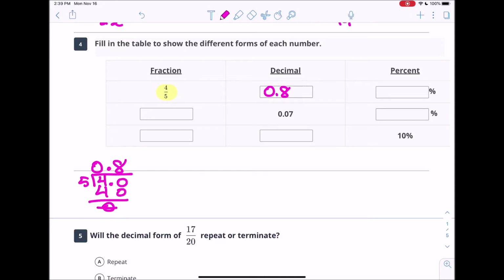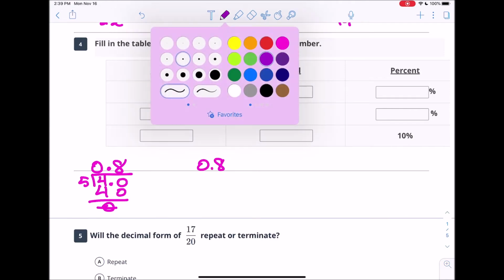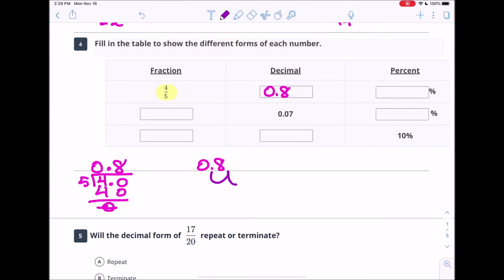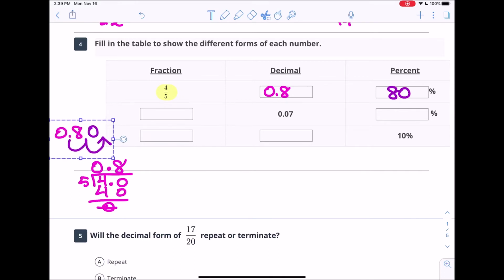If I want to get my percent, then I know I need to move this decimal over 2 times. So I have 0.8, and then I'm going to move the decimal over 2 times. 1, 2, and I end up with 80%. Okay? So let me go ahead, and I'm going to move this over here. All right, now we have the second one.